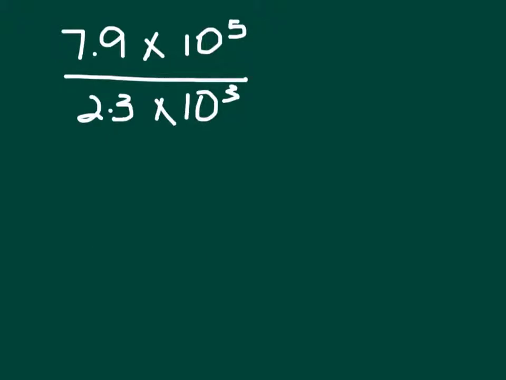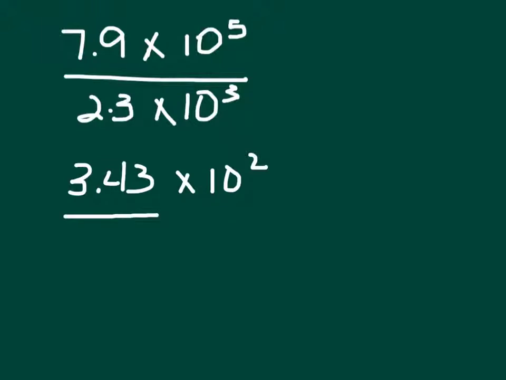Okay, now we have 7.9 times 10 to the 5th divided by 2.3 times 10 to the 3rd. We're going to divide the number by the number and the power by the power. So that means we're going to have 7.9 divided by 2.3, and we get 3.43 times 10 to the 5 minus 3, and 5 minus 3 is 2. And look, this time this is already between 1 and 10, so we have our answer in scientific notation, and there's no changes that we have to make.